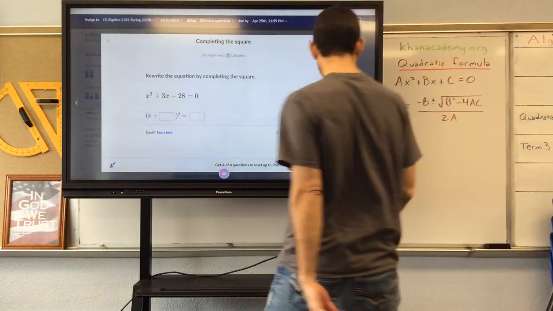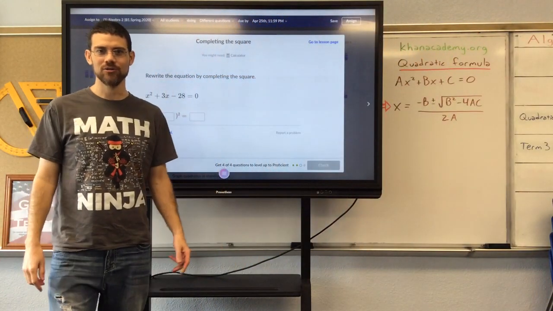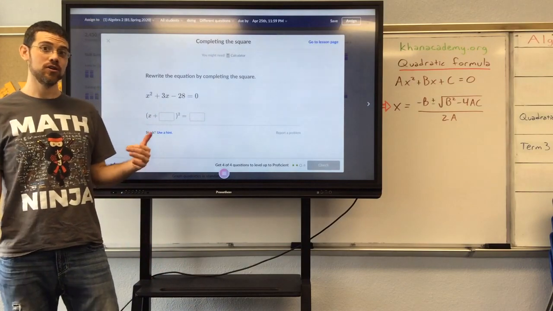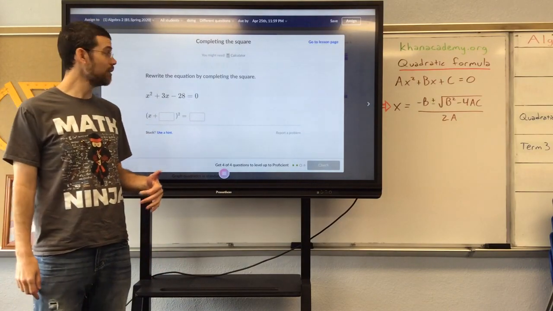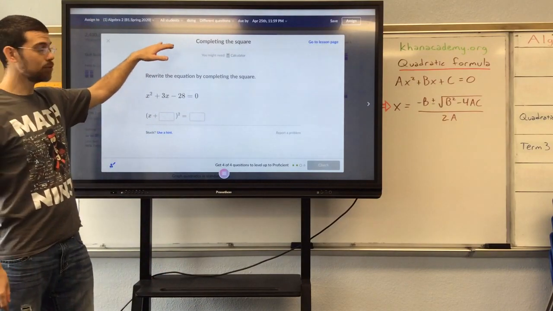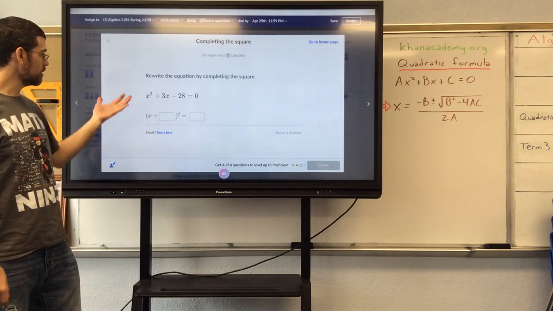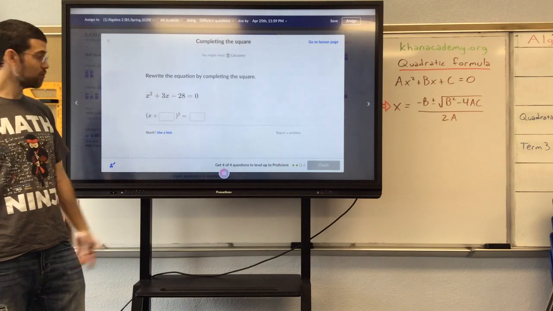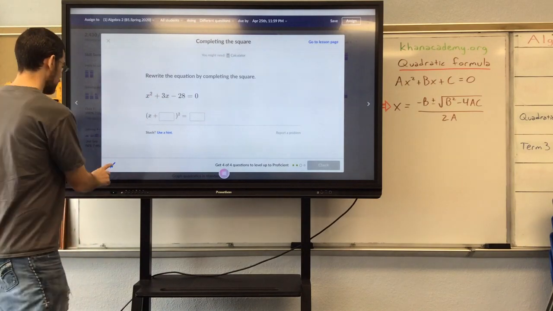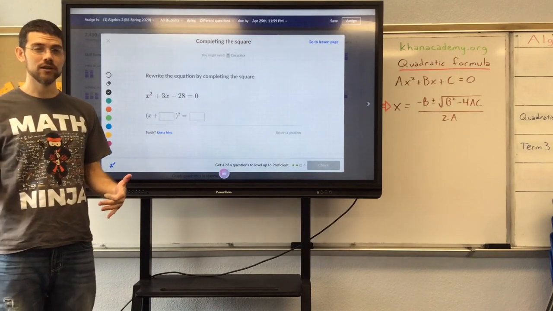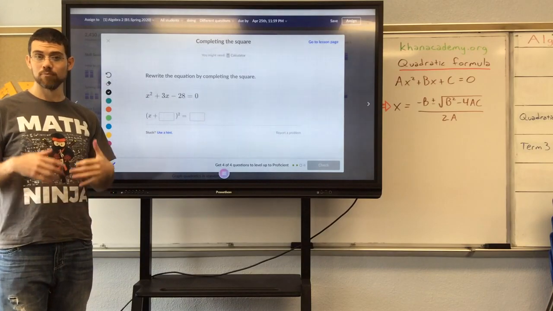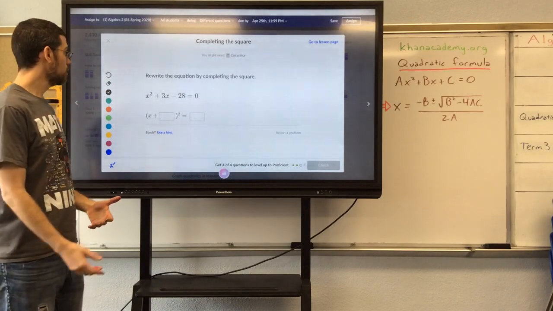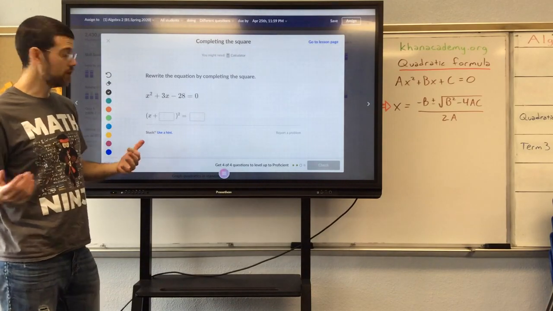Welcome back. We are in Khan Academy on Algebra 1 and the unit is quadratic functions and equations. We're looking at completing the square, and this tells us to rewrite this equation by completing the square. So let's do that. In order to complete the square, we need to produce a perfect square trinomial, or look for one if there is one.